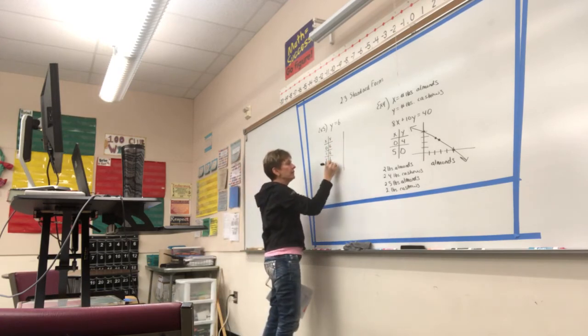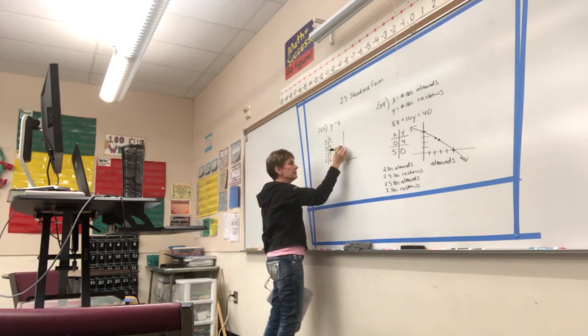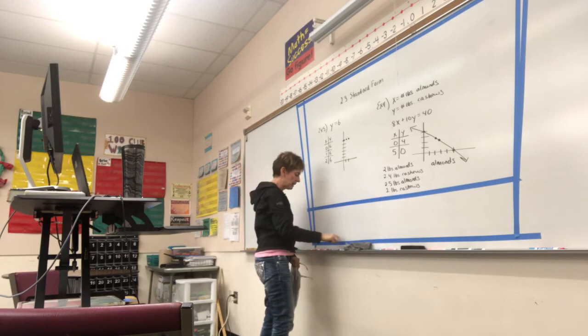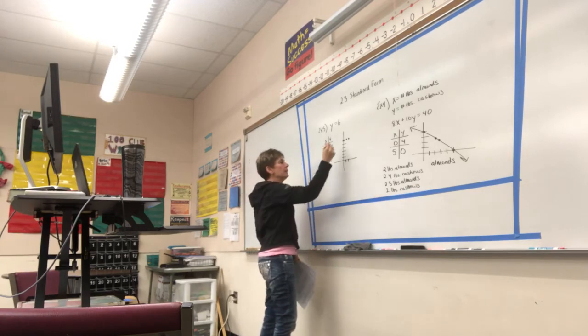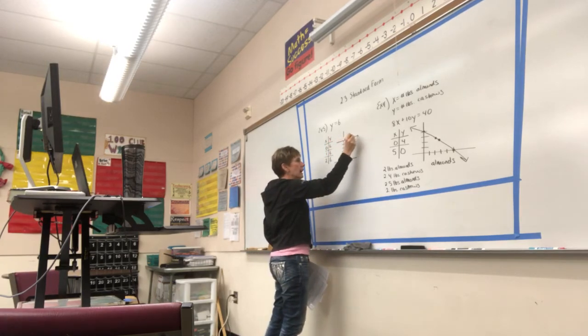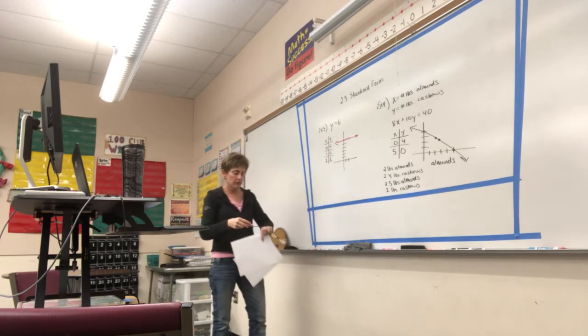Then when I graph this, I know I'm going to have (0, 6), (1, 6), and (2, 6) in my graph. And if I connect those dots, I will see that I actually have a horizontal line.